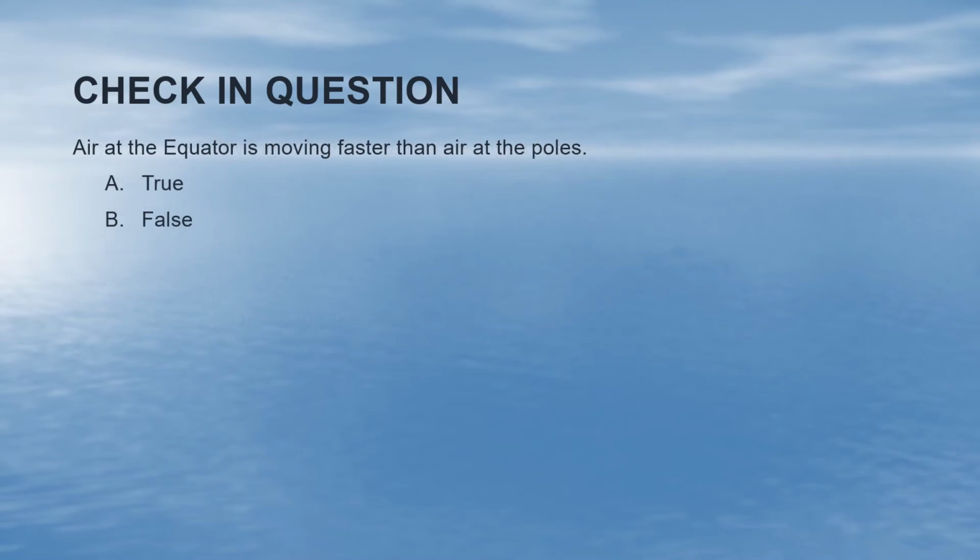Okay, what about this one? Air at the equator is moving faster than air at the poles. A, true, or B, false? So pause the video, answer the question, come back.